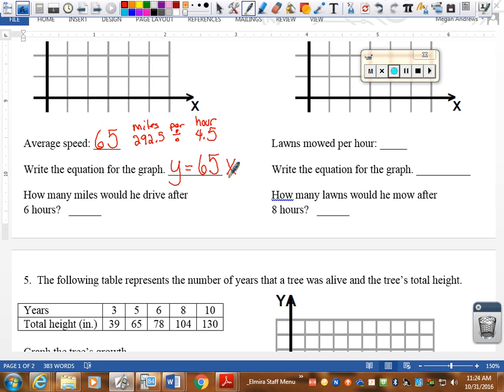So how many miles would he drive after 6 hours? Well, 65 miles in 1 hour times 6. Type it into your calculators, guys. 65 times 6. That's not one I'm doing in my head. 390.